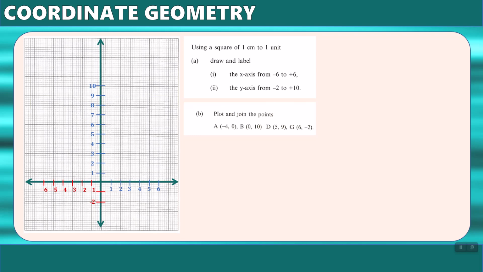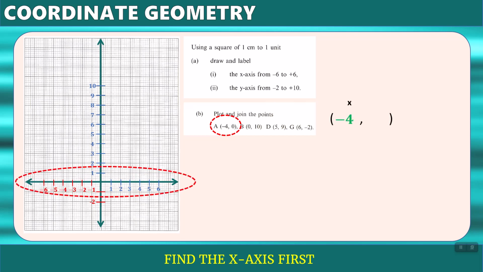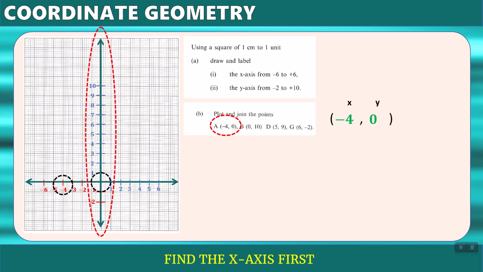We need now to plot and join various points, A, B, D, and G. In order to plot the points, we'll start with A. A is located at the point -4, 0. And so we locate in these coordinates the x-axis first. The first number is the x value, and that is the x-axis. So we look there and find -4, and here it is. The y value is 0, which means we don't move up or we don't move down. Here's the y-axis, and there's 0, so we don't move anywhere, and here's the point. -4, 0. That is point A. There it is, and we're done.